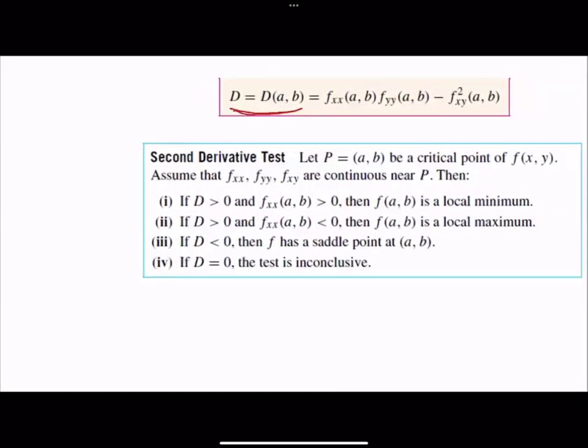Let us continue our example using the second derivative test. Remember that we formed the discriminant, which is the second derivative of f with respect to x times the second derivative of f with respect to y, minus the second derivative of f with respect to xy raised to the second power. So we need to find three pieces of information, then make a decision based on our test.